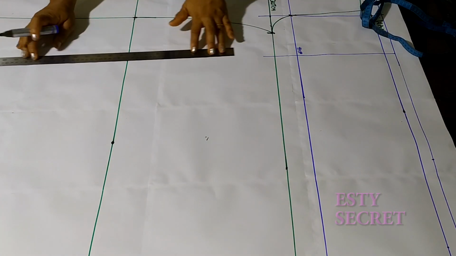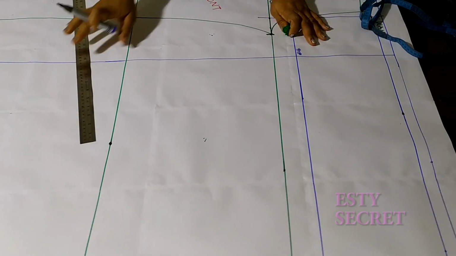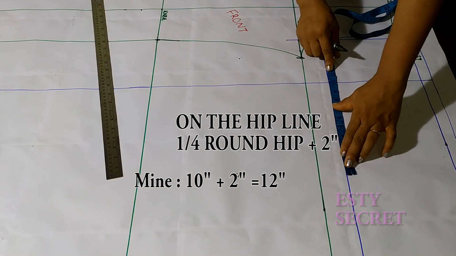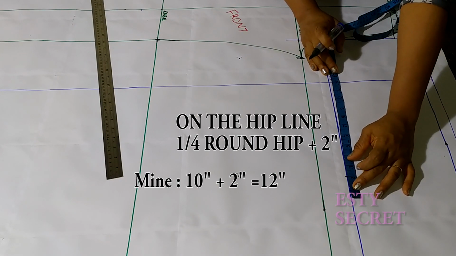So now to the back, just draw your guideline. Now put quarter of your hip measurement plus 2 inches on the hip line.